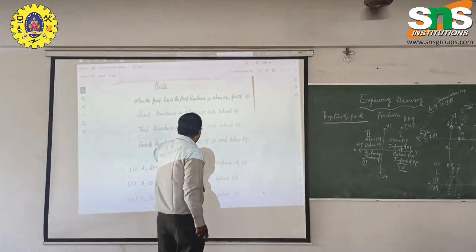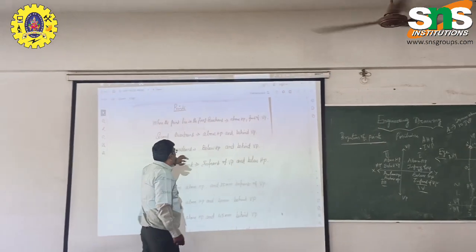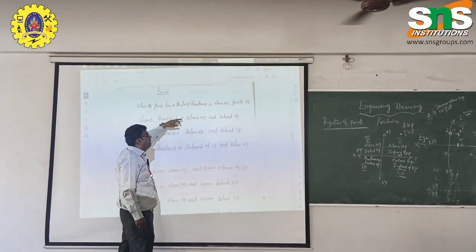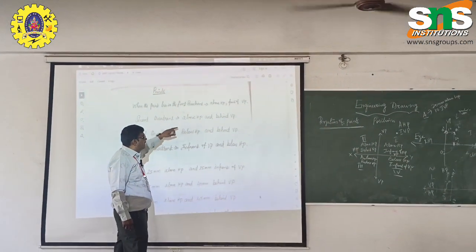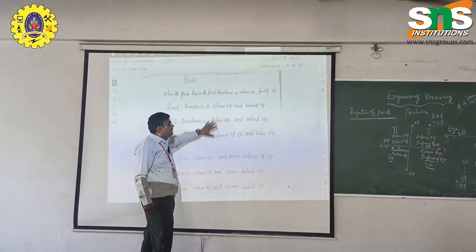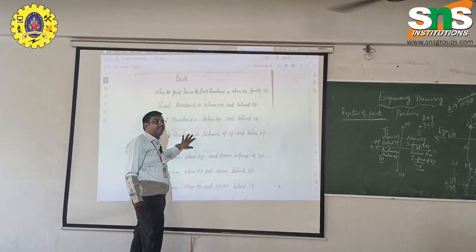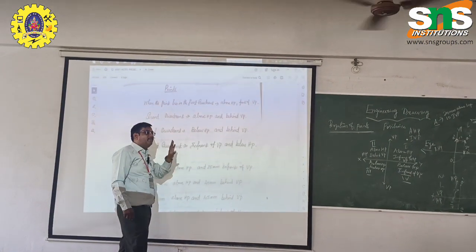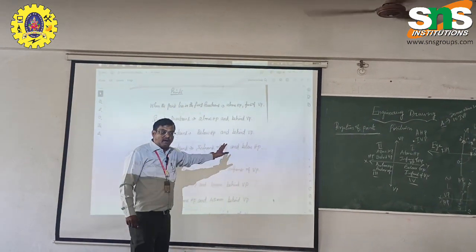Already I talked to you about the projection of points. First quadrant is above HP and in front of VP; second quadrant is above HP and behind VP; third quadrant is below HP and behind VP; fourth quadrant is in front of VP and below HP. You are all clear about this concept. Already I have given you this material. Now we are going to see a problem on this.